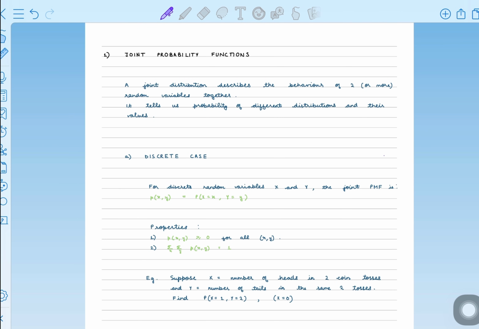Let's understand this with an example. Suppose x is the number of heads in 2 coin tosses and y is the number of tails in the same 2 tosses. Find the probability that x is equal to 1 and y is equal to 2. Also find the probability that x is equal to 0. To solve this, we start by constructing a table.